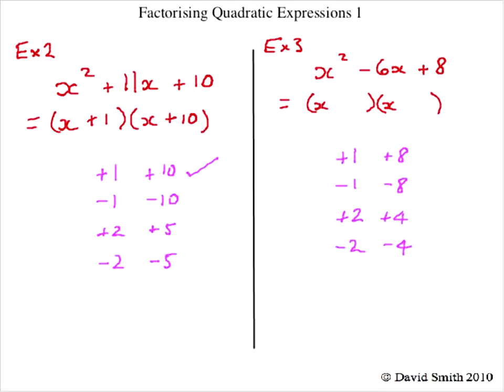Which of those pairs of factors adds up to minus 6? Minus 2, minus 4. So that completes the factorization: x minus 2, x minus 4.